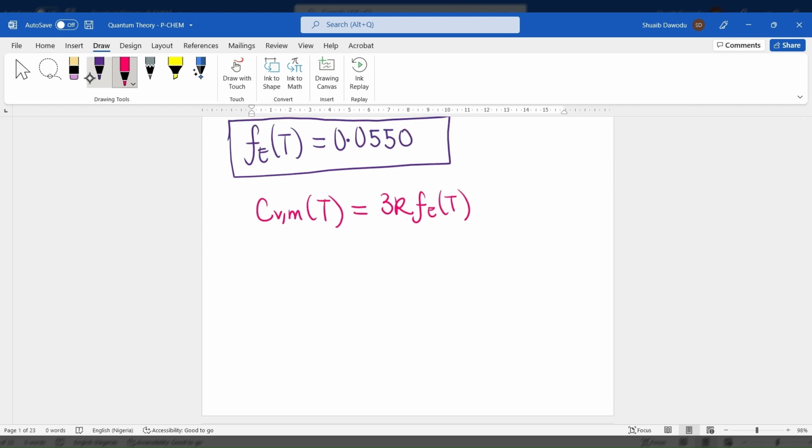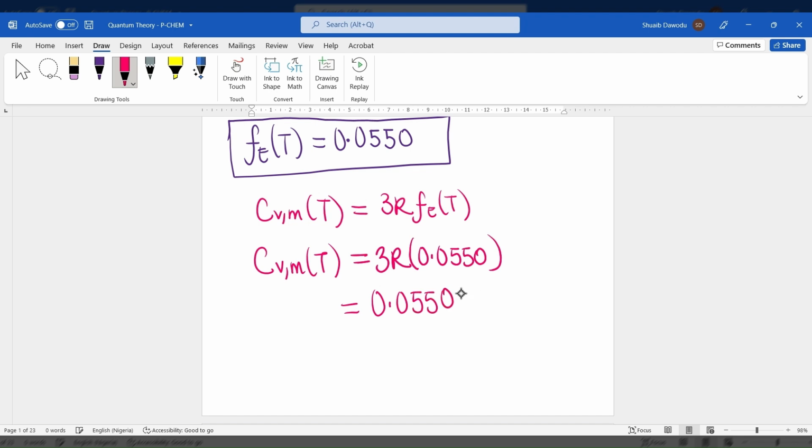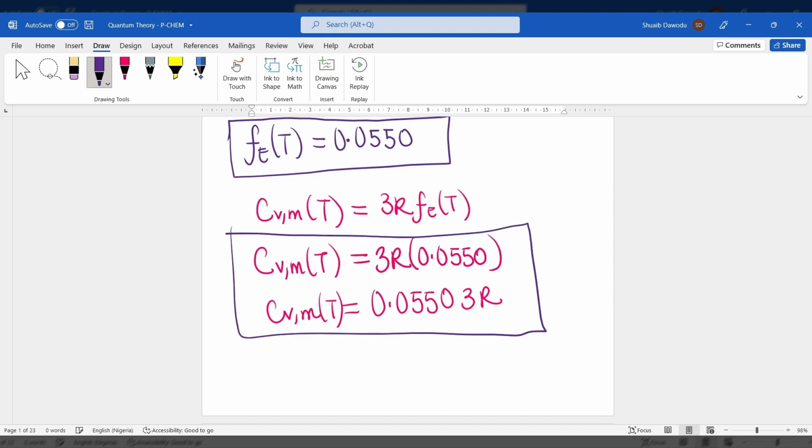So all we're going to simply do is our final answer becomes C_V,m of t is equal to 3R times 0.0550, or 0.0550 3R. So this is basically the answer to this question. We can write it both ways, it doesn't really matter. So this is the answer to the question.